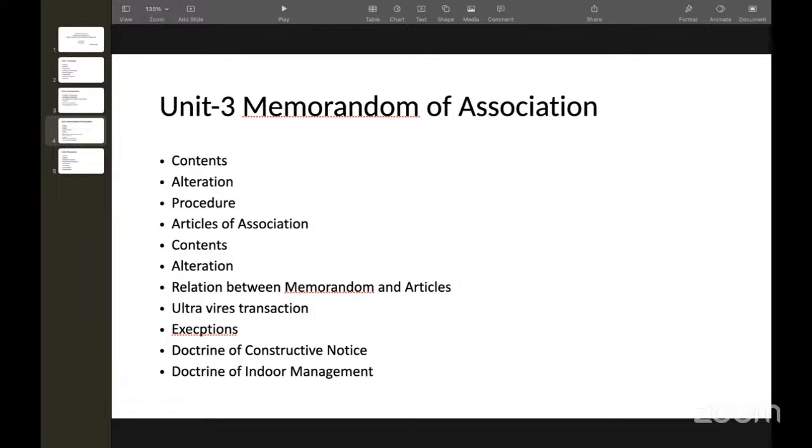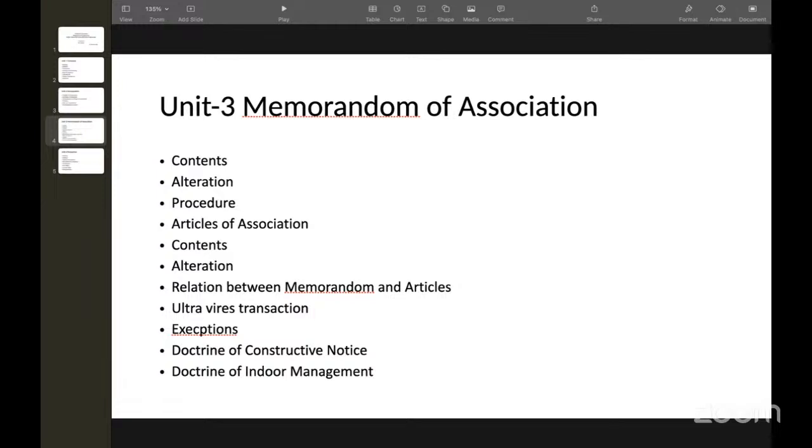Next is alteration of the MOA. The MOA can be altered, but as it is a public document defining the company's scope, alterations are subject to stringent legal controls. Changes ensure that stakeholders, creditors, and the public are adequately protected.